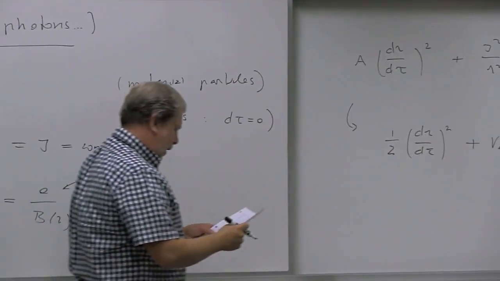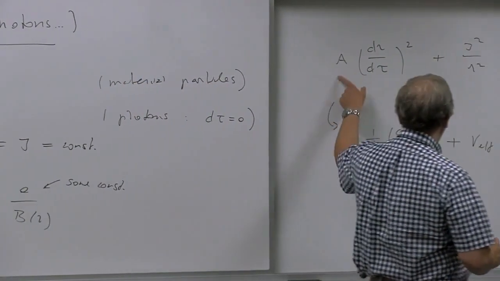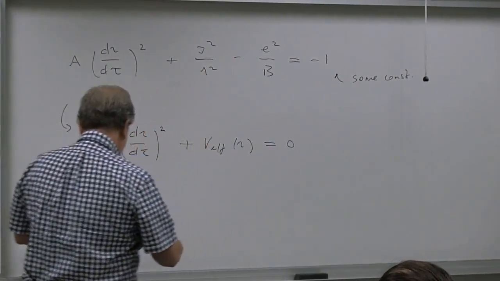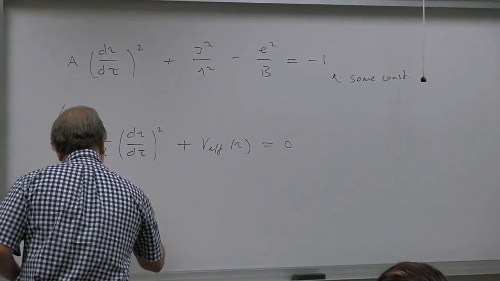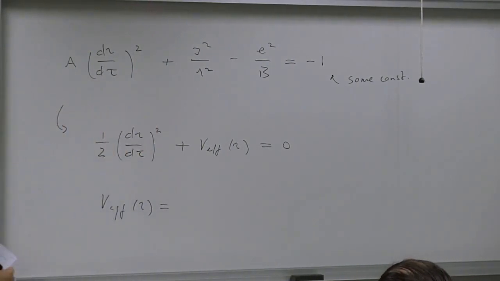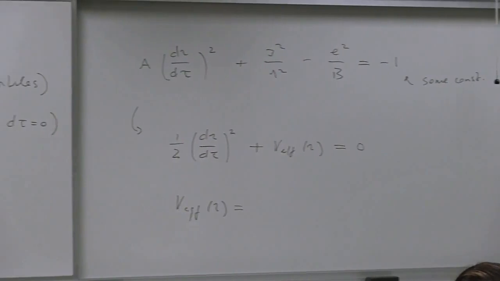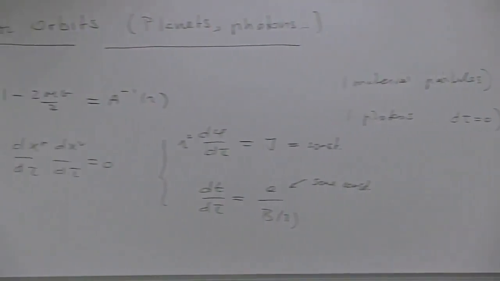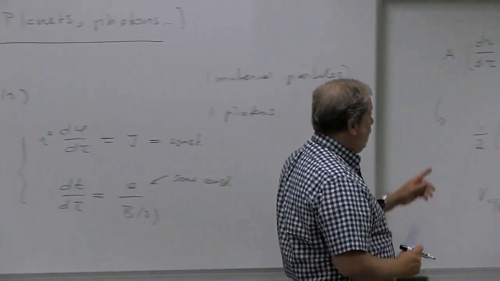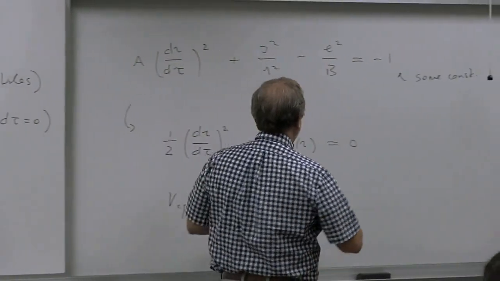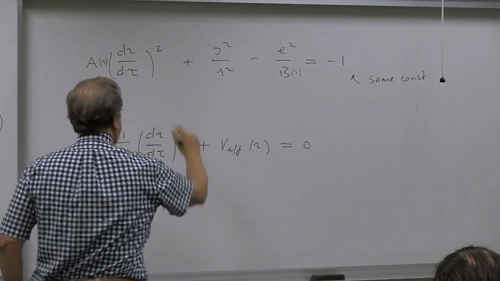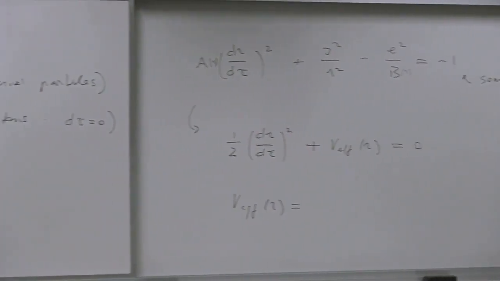And so the V effective is just a combination of this term here multiplied by A to the minus 1. The functions A and B are, of course, given. For the Schwarzschild metric, B is equal to this, and A is equal to the inverse of that. So we can just plug that in here. Each one is clearly a function of r, and j squared is a constant.